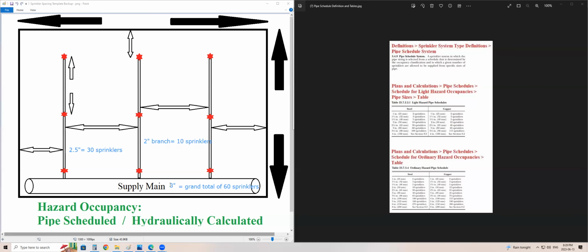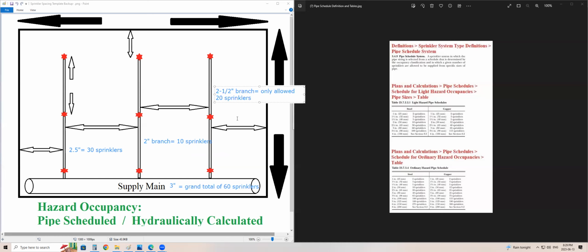Typically, there are no sprinkler heads directly off the main. They've only taken heads off the branch lines. They took a total of 30 off this one, and a total of 10 off this one. That leaves me 20 heads left. Let's say they want to install another 2.5-inch branch line. On this branch line, I'm only allowed 20 sprinklers.